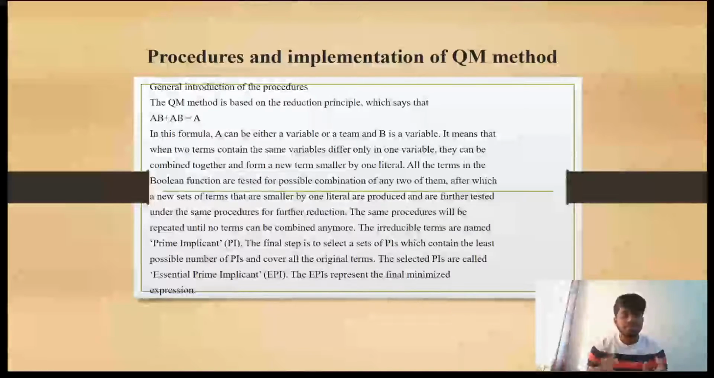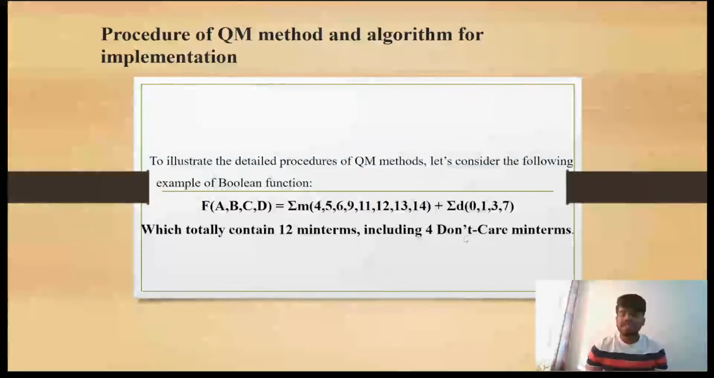Finally, after simplifying all this, we make sure that it cannot be simplified further, and we come to that particular stage. At the final stage, all the terms we get are called prime implicants. The final stage where it can't be reduced at all is called the essential prime implicants. So the selected prime implicants are called essential prime implicants. Those are finally minimized.